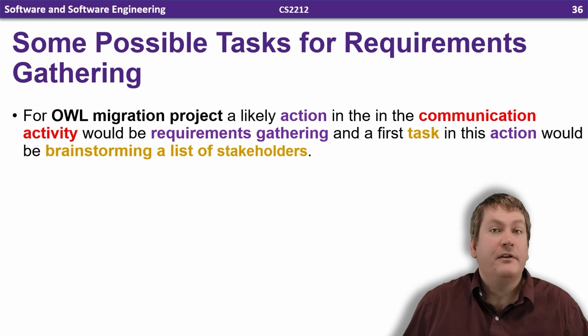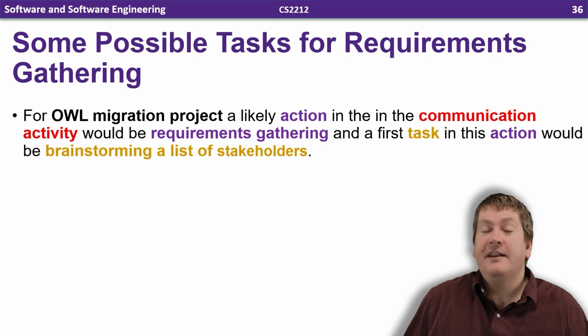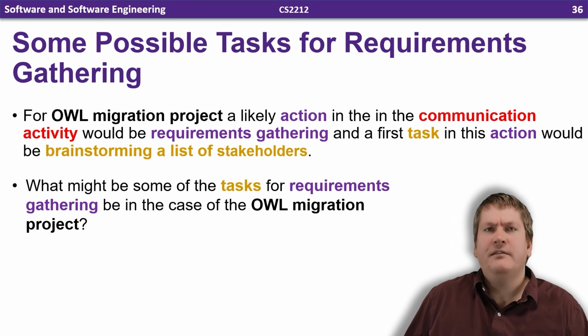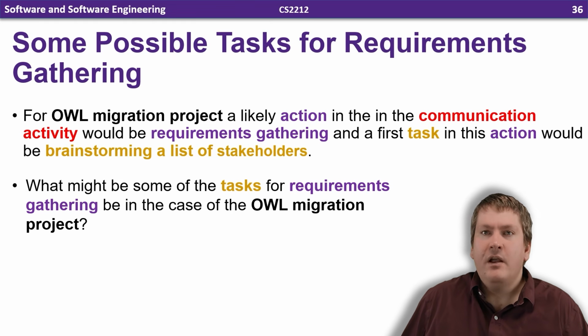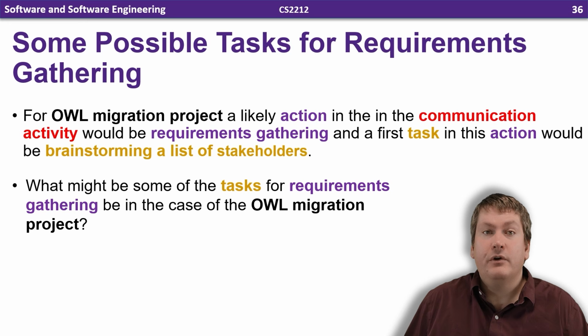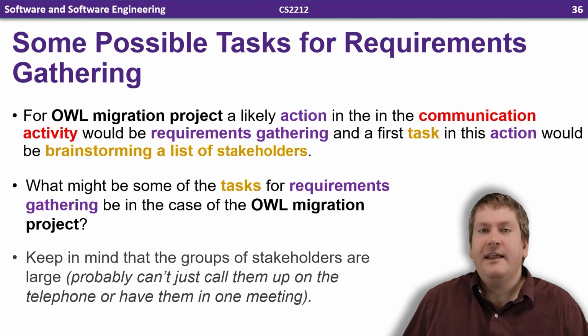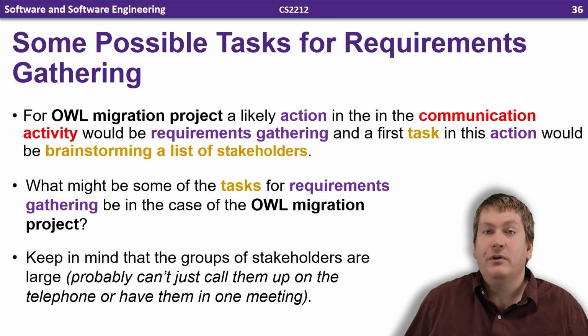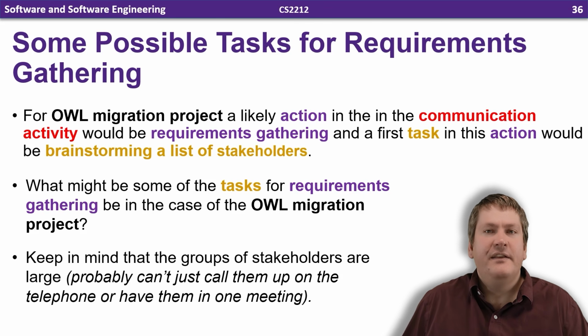So far, we've discussed a requirements gathering action, and in that action, a first task involving generating a list of stakeholders. But what other tasks might be part of this action? What else would we need to do to gather requirements from various stakeholder groups? Well, unlike that simple example that we saw before of developing a website with only one stakeholder that we could call on the phone, this case is more complex.